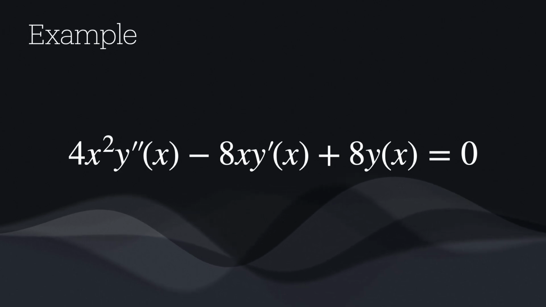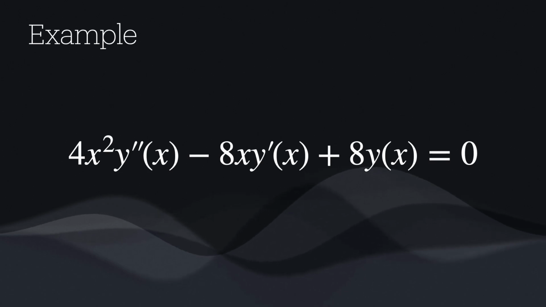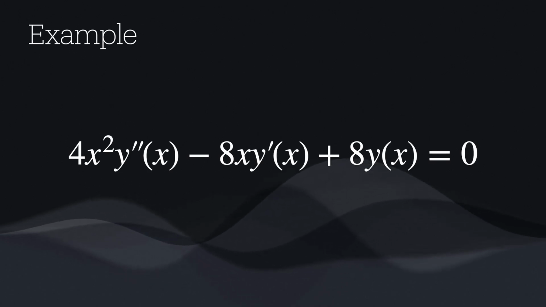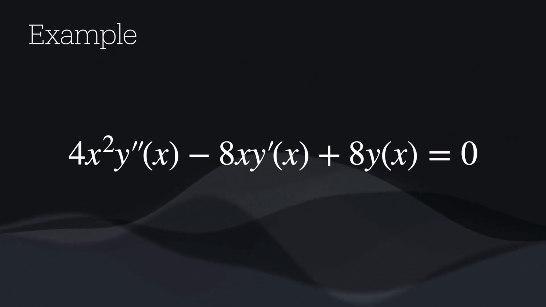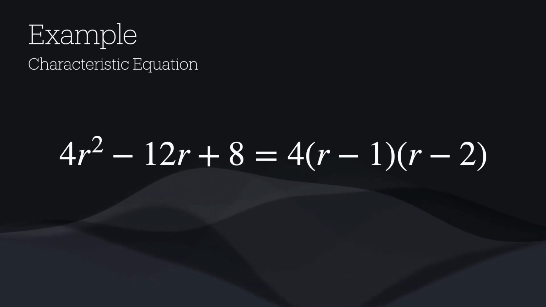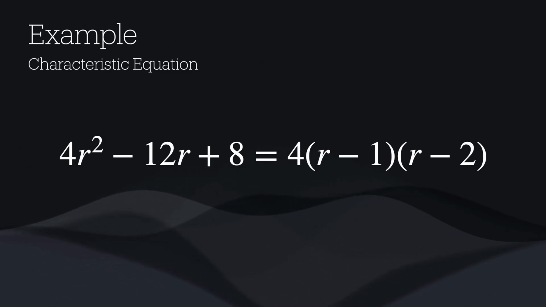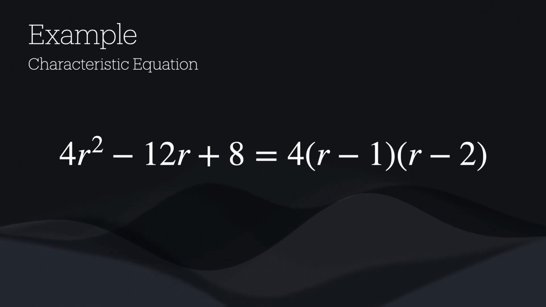Now, let's cover an example and see how this works out in practice. Here we have 4x squared y double prime of x minus 4x y prime of x plus 8y of x equals 0. Here's the characteristic equation, 4r squared minus 8r plus 8, which can be factored into 4 times (r minus 1) times (r minus 2). As you can see, 1 and 2 are the roots of the characteristic equation and form the solutions that we'll see later on in the next slide.